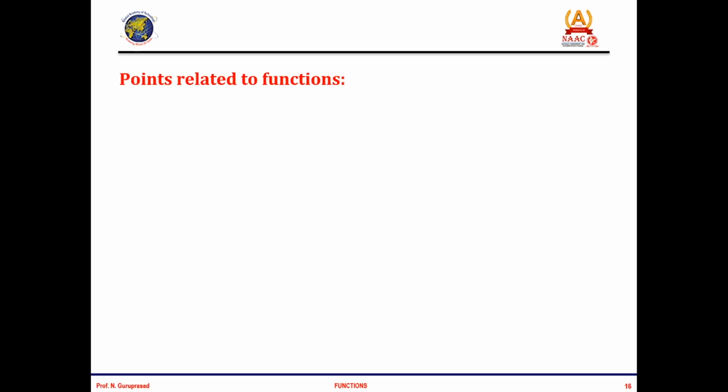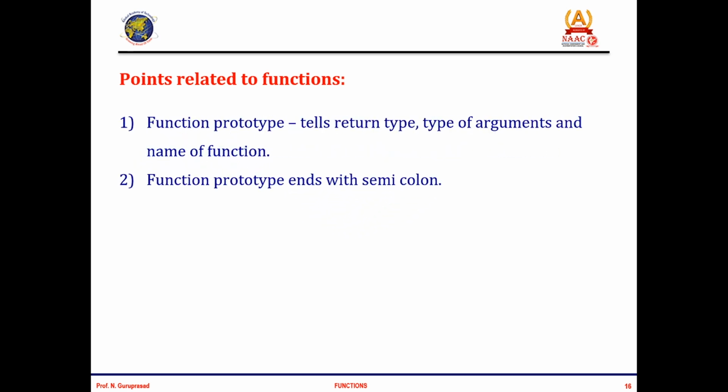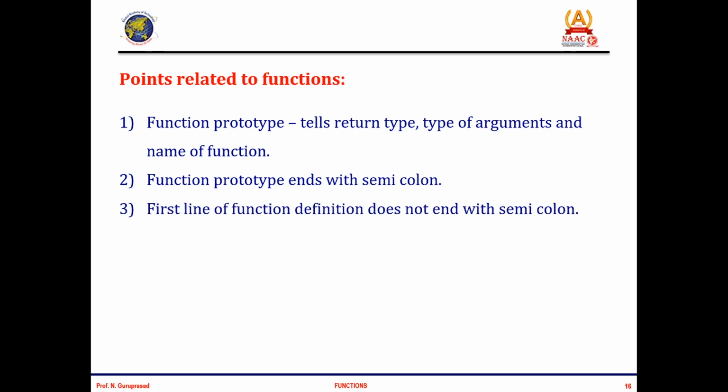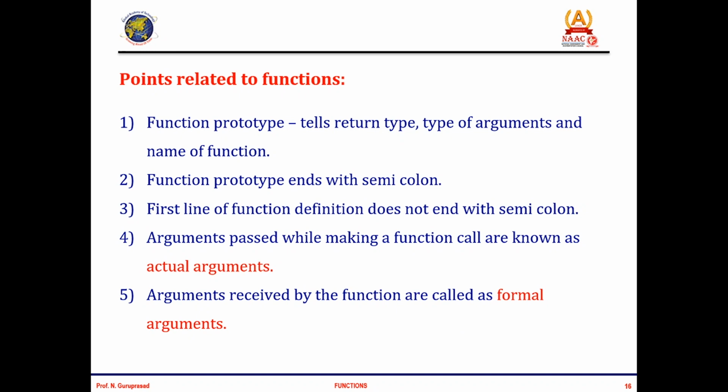Now let us have a look at certain points related to functions. First and foremost, the function prototype tells the return type, the type of the arguments, and the name of the function. The function prototype ends with a semicolon. The first line of the function definition does not end with a semicolon. The arguments passed while making a function call are known as actual arguments, and the arguments received by the called function are called formal arguments. We will see all these points one by one when we look at user-defined functions.